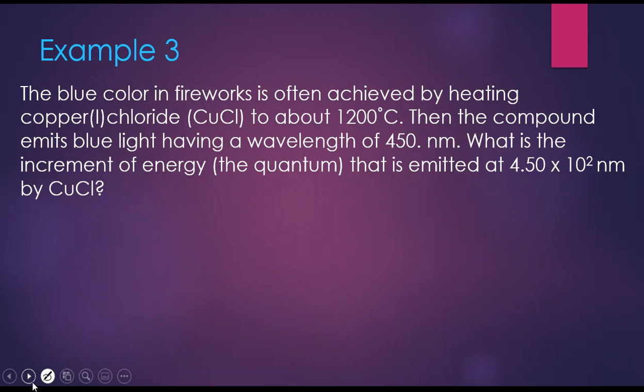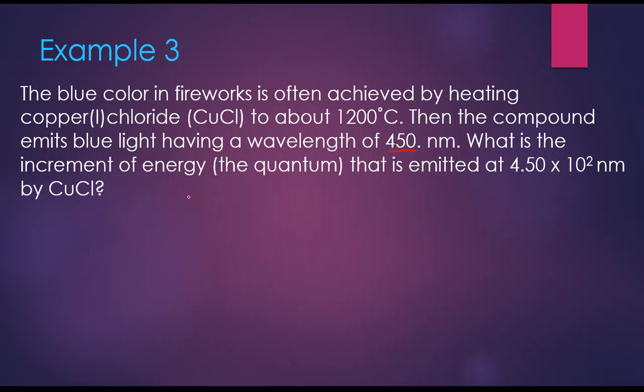So let's look at an example where we might want to use this. Blue color in fireworks is often achieved by heating copper(I) chloride to about 1200 degrees Celsius, pretty hot. Blue emits light having a wavelength of 450 nanometers. Okay, so 450 nanometers, what is the increment of energy, or quantum, that is emitted? So when that one particular electron gets emitted and you see the blue light, we want to know how much energy is being released when you see the blue light in the fireworks.